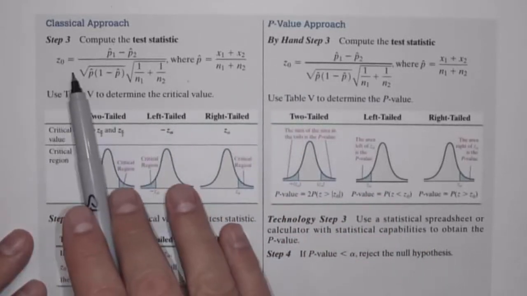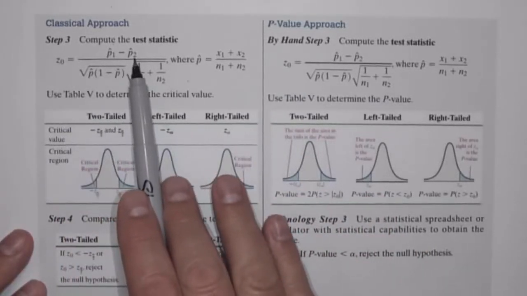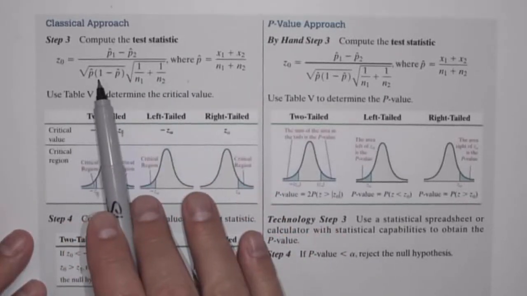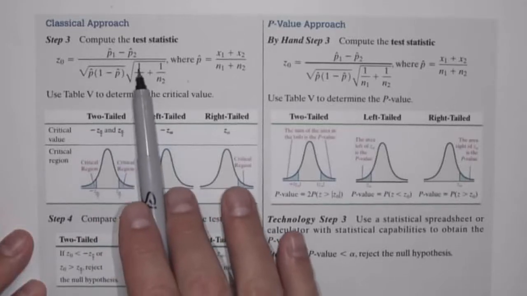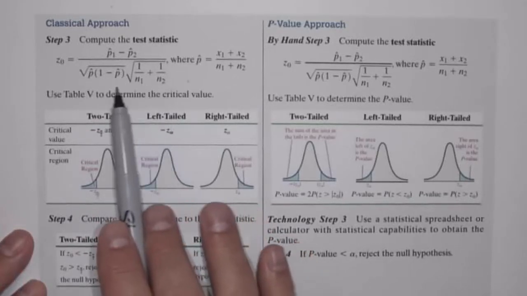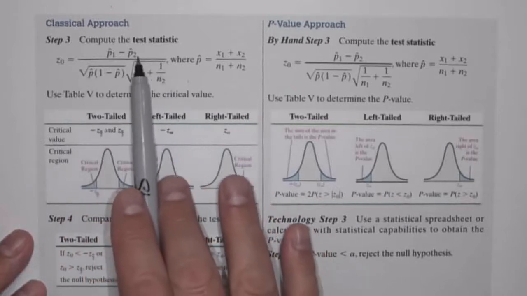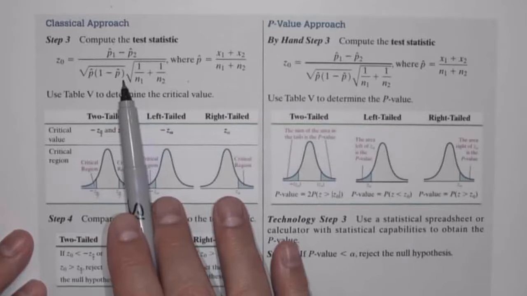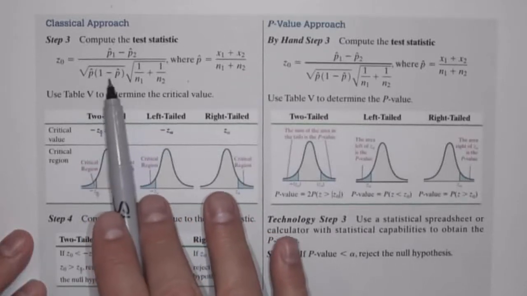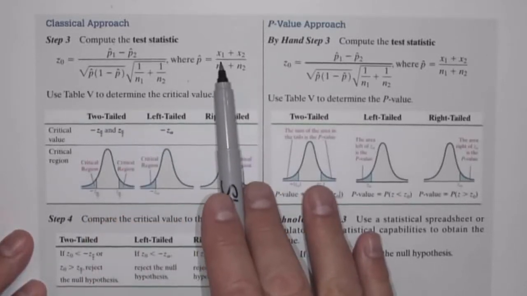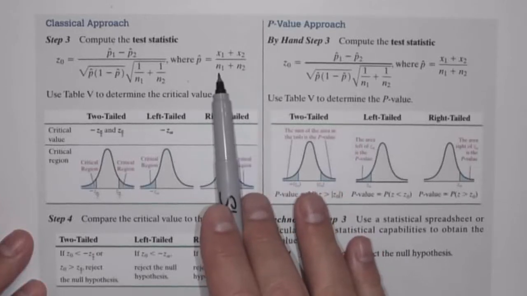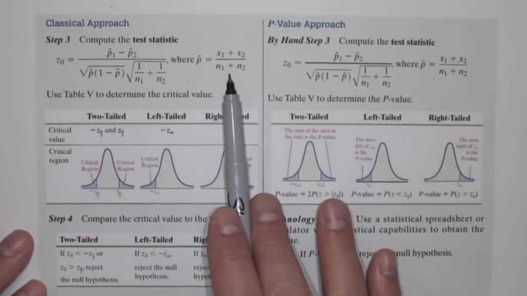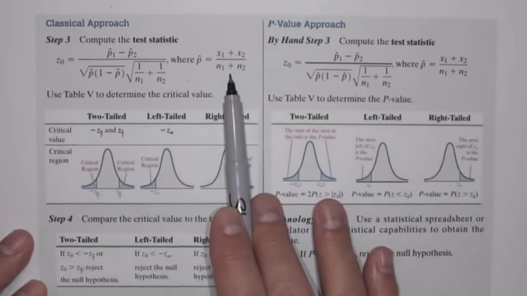So the test statistic is going to be p hat 1 minus p hat 2 divided by the square root of p hat times 1 minus p hat times the square root of 1 over n1 plus 1 over n2. And again, this is approximately the standard deviation of the p hat distribution. That's the significance of that. And p hat in this determination, remember, is x1 plus x2 over n1 plus n2. That is the pooled proportion that we're using to estimate the population proportion.